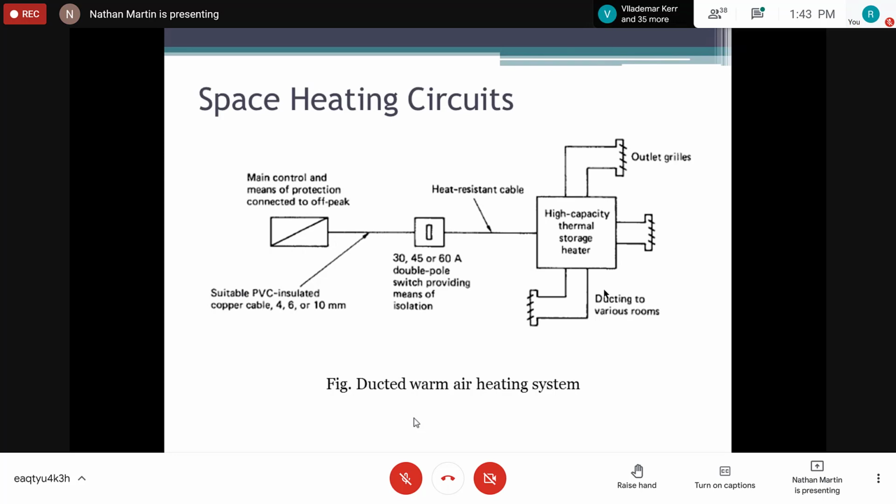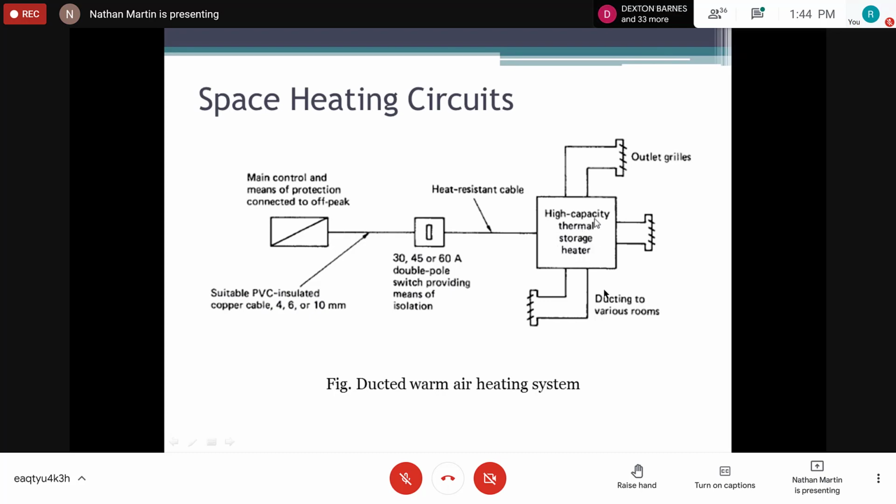All right, so we talk about our space heating. We don't typically use space heating in Jamaica, but we have to look at it since we're talking about facilities and persons might get jobs overseas, right? So this is our typical configuration for a space heater. Depending on the size of the space heater, the cable can be from 4 mm to 10 mm. So it can range from 4 mm to 10 mm depending on the capacity of the space heater, right?